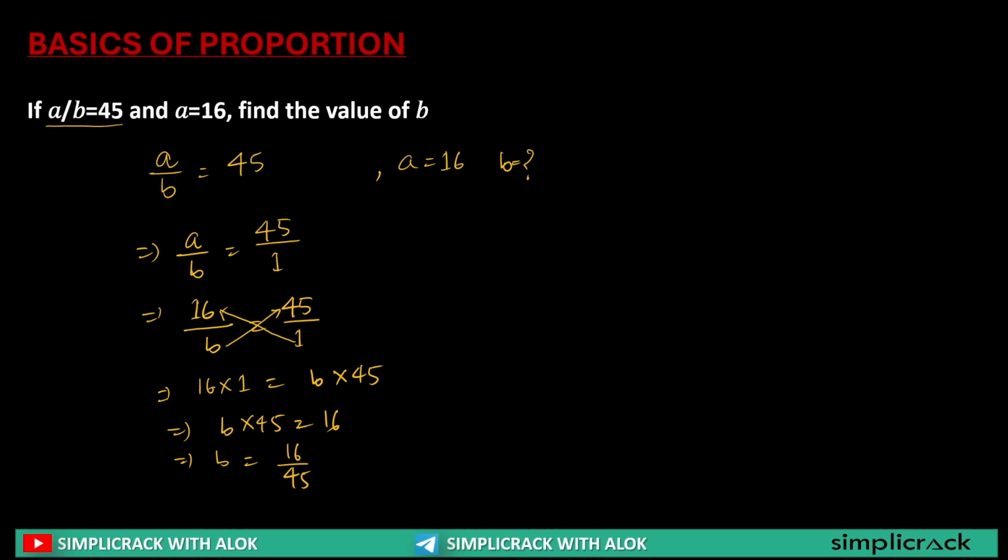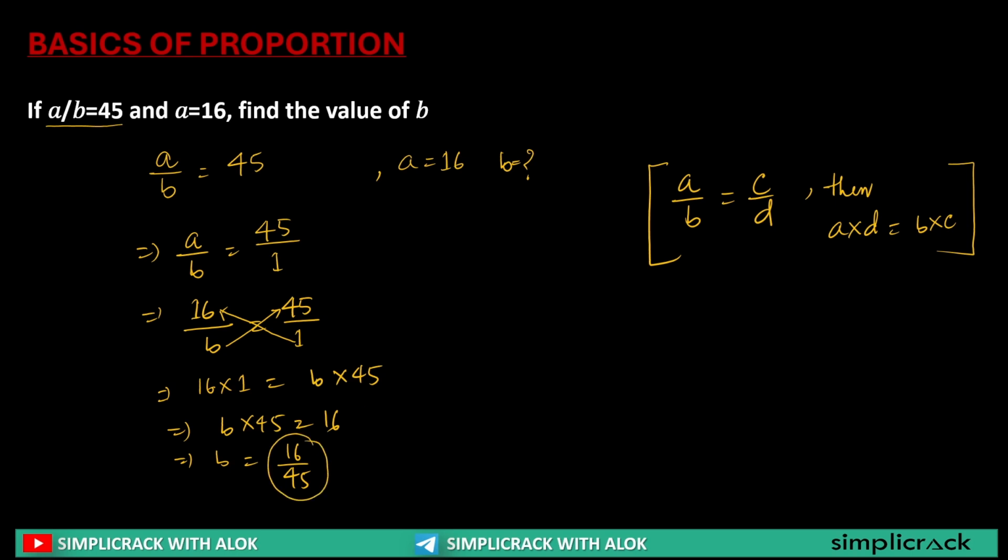First thing, what do we remember now? We remember if A by B is equal to C by D, then A multiplied by D is equal to B multiplied by C. You need to remember this. Okay, so that's the formula we are using here. Now, can we solve this ratio further? No sir, we can't. So the answer will be 16 is to 45.